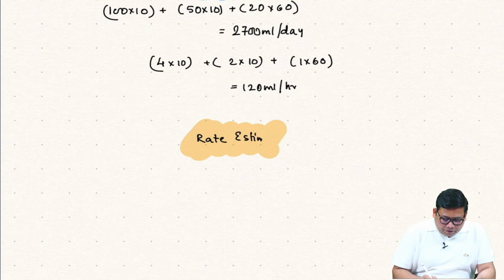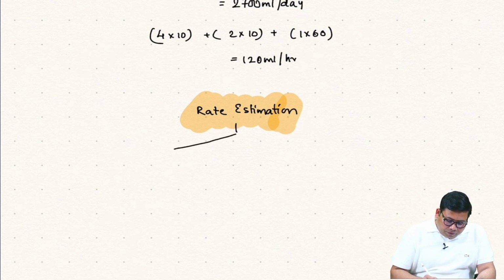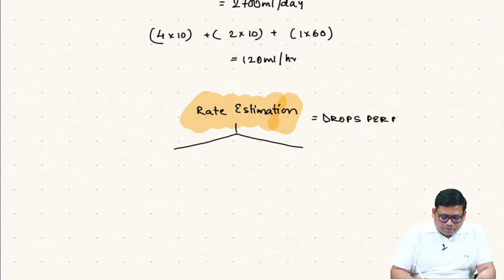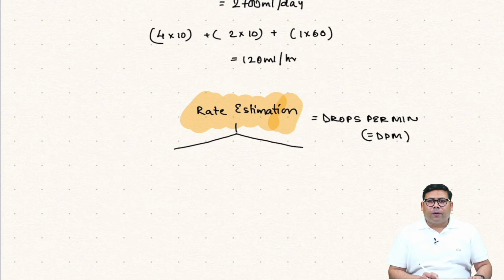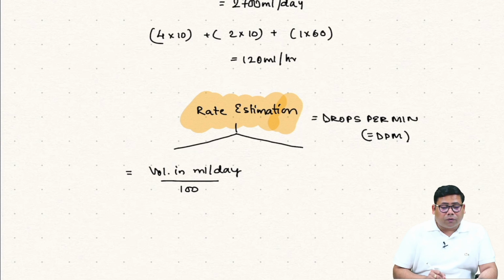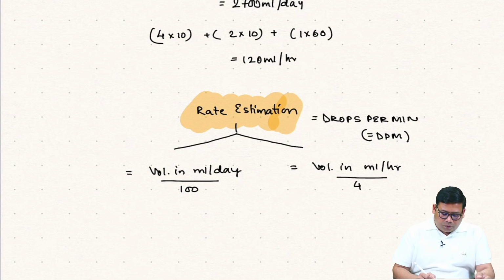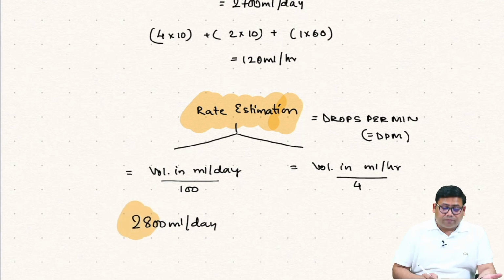When you talk about rate estimation, there are two important things in this column. The rate estimation can be done as drops per minute, which I can write as DPM. There are two tricks for drops per minute. Drops per minute is defined as volume in ml per day divided by 100. Similarly, we have volume in ml per hour divided by 4. Let us try to understand. Suppose you say 2800 ml per day, how many hundreds are there in this? 28. So how many drops per minute?